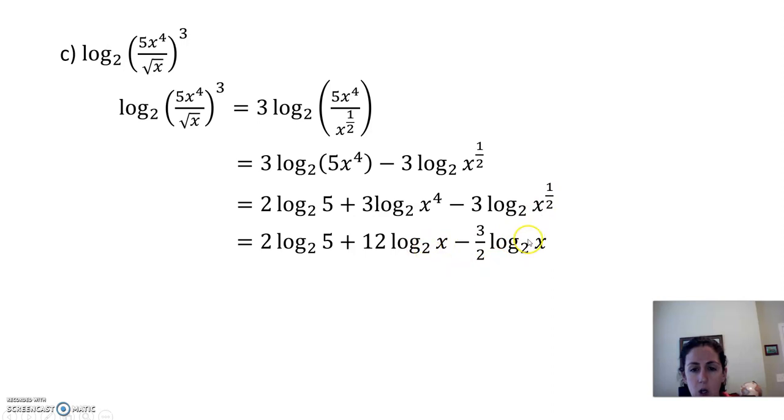These are like terms. For logarithms, like terms have the same bases with the same insides. So here I have 12 log base 2 of x. Here I'm taking away 3/2 log base 2 of x. I can put those together to get 21/2 log base 2 of x.